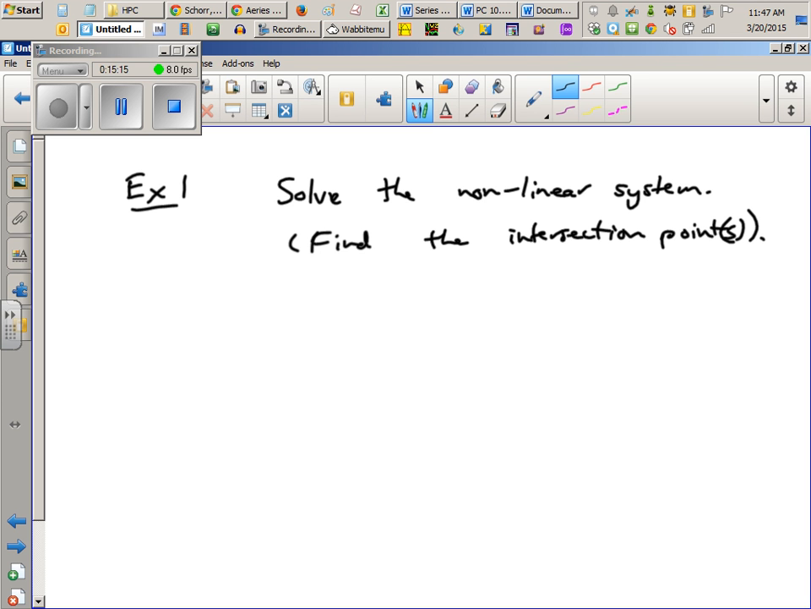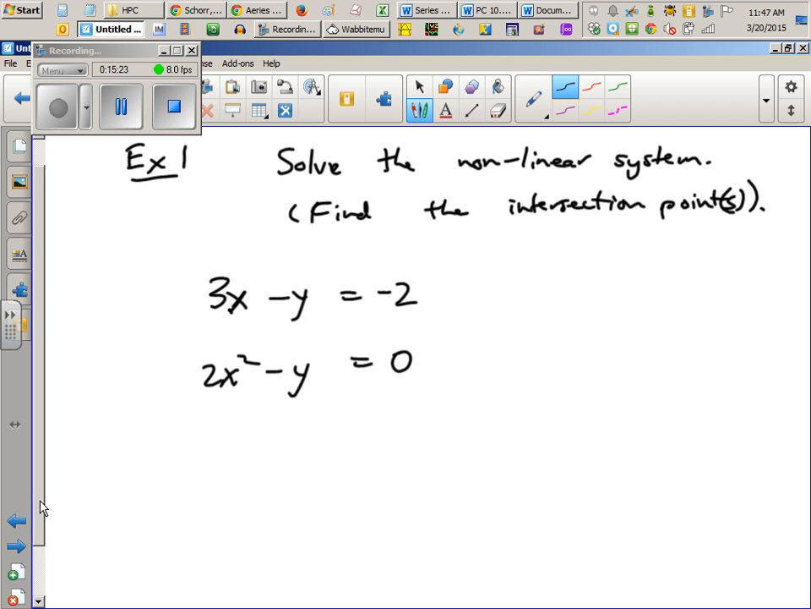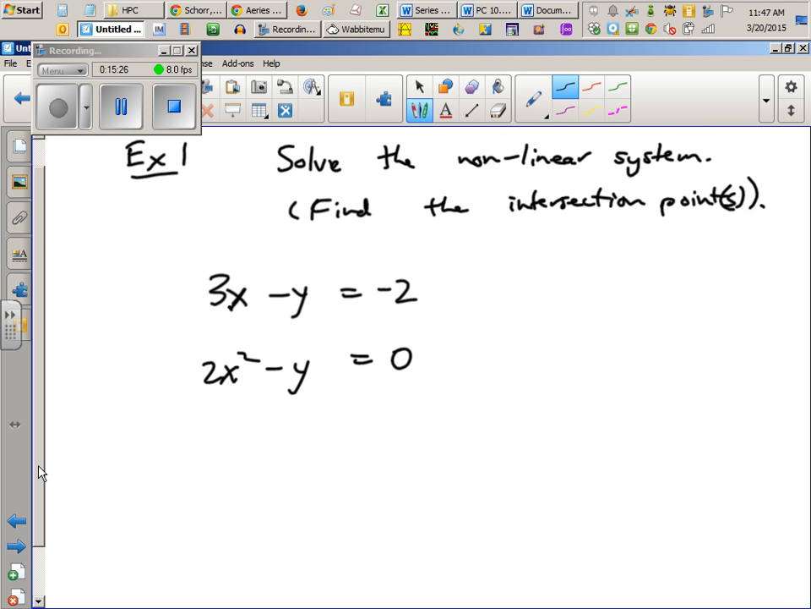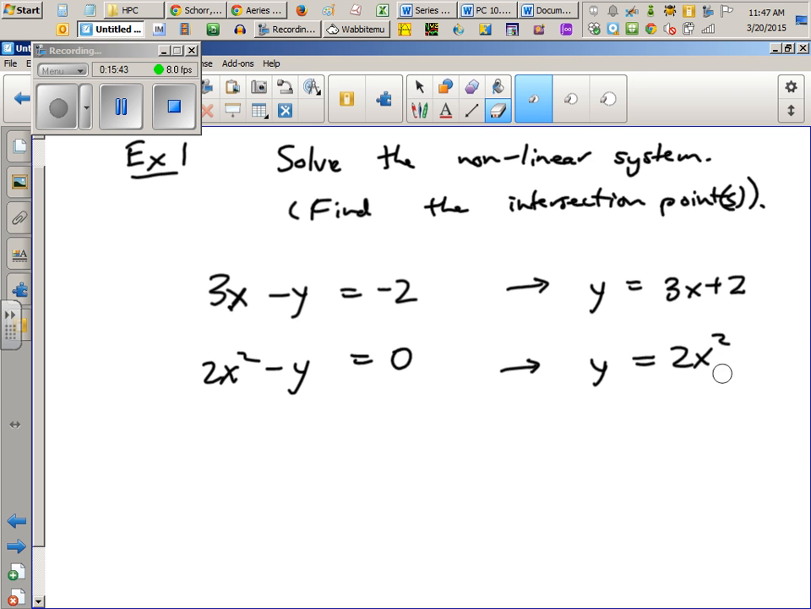And so let's say that you're dealing with this case. 3x minus y equals negative 2. 2x squared minus y is 0. What is going on here? Well, if you isolate y in this first equation, you get y equals 3x plus 2. And if you isolate y in the second equation, you get y equals 2x squared.